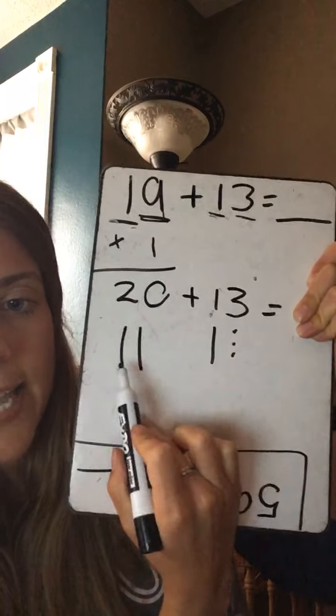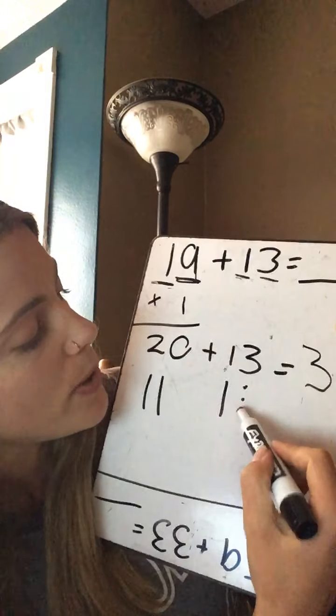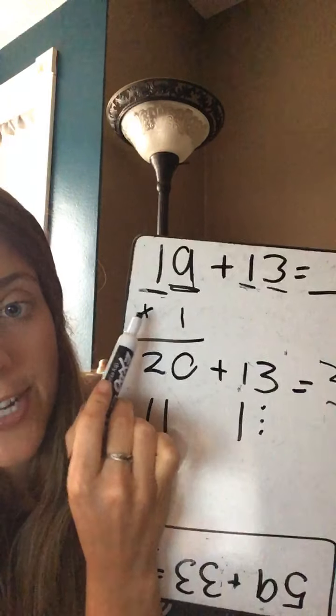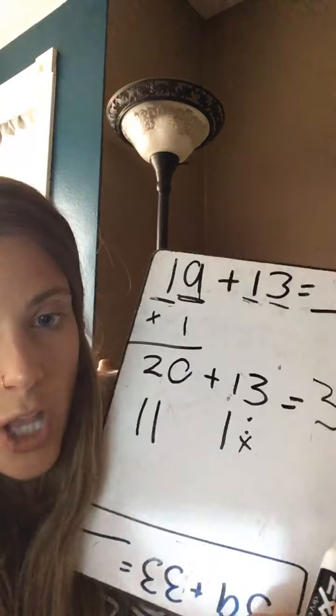How many 10s? 10, 20, 30. And then 3 ones, we have to remember to take off that 1 that you added over here. So that is something tricky with this. So it would be 32, okay?